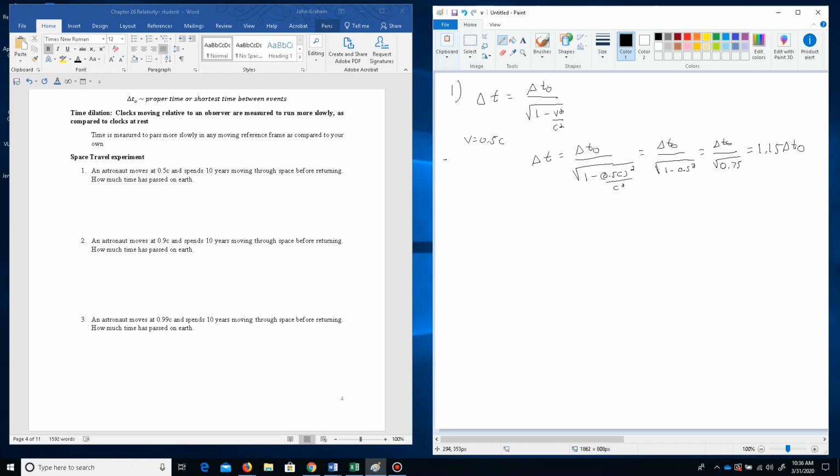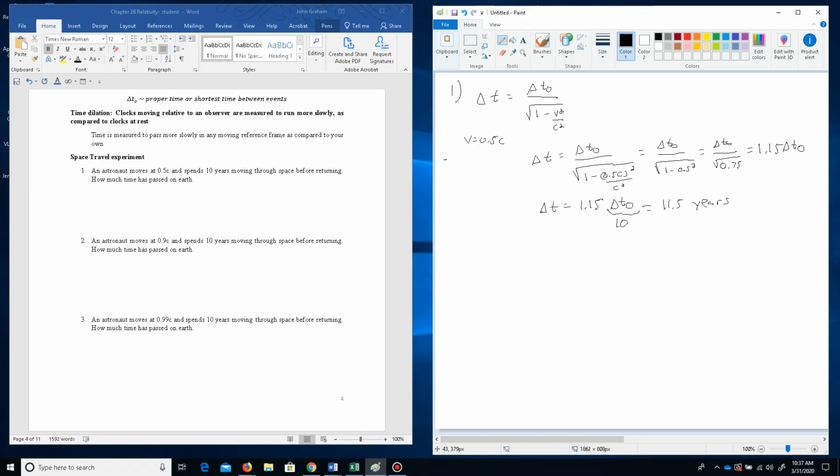Now the question is which t is that 10 years? Is it this one or this one? This person is spending 10 years in space, and that's based on what he sees. So the proper time is going to be the 10 years. This change in time is the time on Earth that passes. It's not what the person sees, but it's what the person comes back to. And so what you get is 11.5 years.